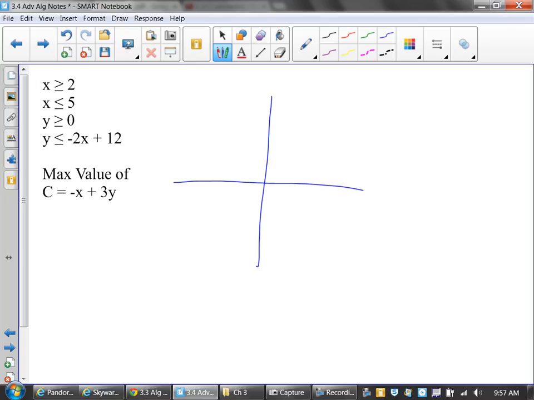Remember, x equals a number is always a vertical line that goes through that number. So I got a vertical line through 2. And it says there are numbers that are greater than or equal to 2, which means I got to go to the right. And then I'm bounded up the other side by x is less than or equal to 5. So I just draw another vertical line at 5, and I'm going this way.